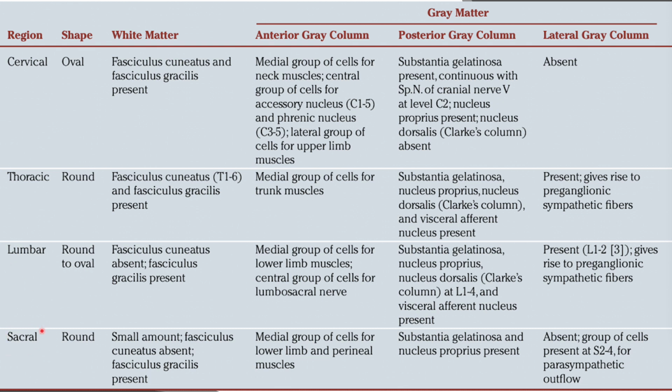Finally, the sacral region is round in shape. It has a small amount of fasciculus gracilis. The anterior gray horn contains the medial group of cells for the lower limb and the perineal muscles. The posterior gray horn contains the substantia gelatinosa and nucleus proprius, and the lateral gray horn is absent, but we have the group of cells at S2 to S4 for the parasympathetic outflow. We know that the parasympathetic outflow is craniosacral, and the sympathetic is thoracolumbar.